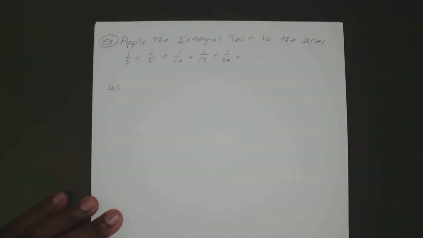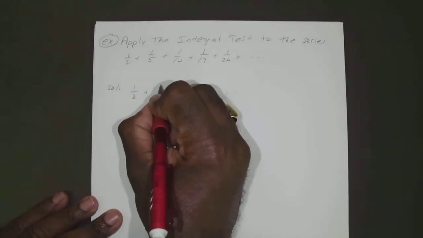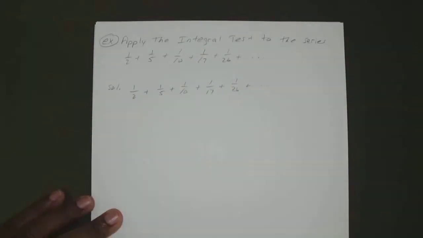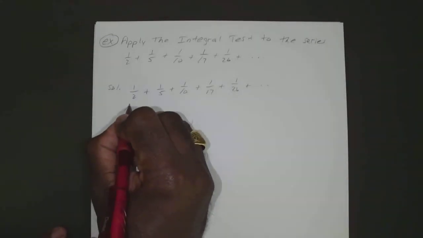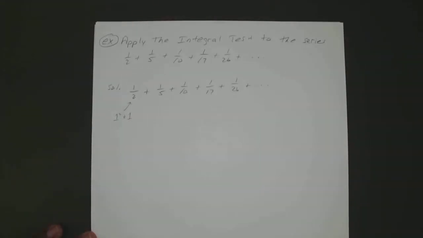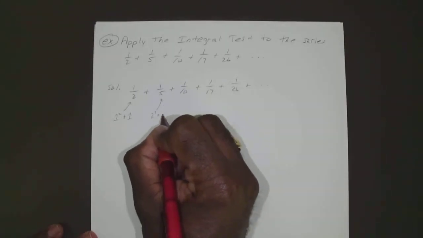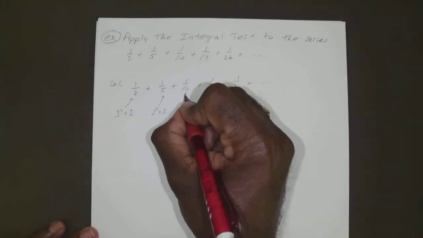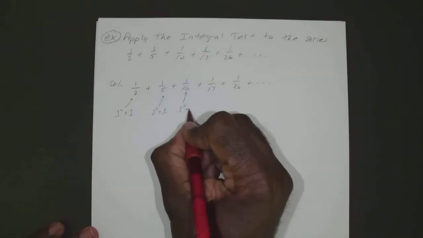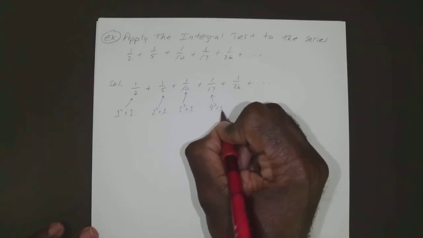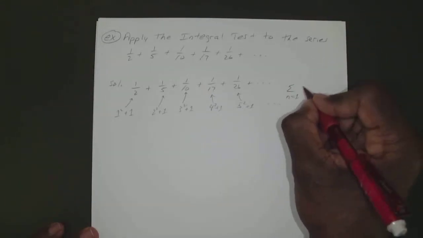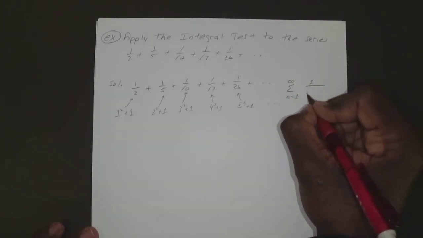Okay, so your numerator is just all 1, so you don't really have to worry about that one. For your denominators, you have 1 squared plus 1, then 2 squared plus 1, then 3 squared plus 1, and of course 4 squared plus 1, 5 squared plus 1, which means you end up with the sum from n equals 1 to infinity of 1 over n squared plus 1.